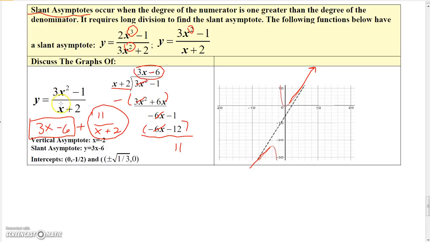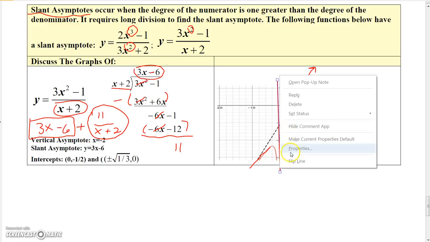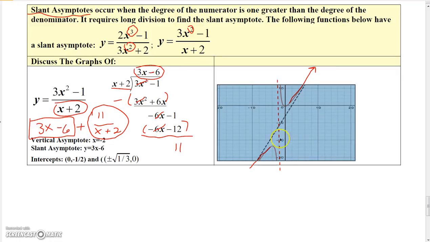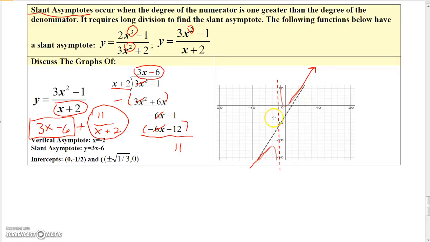Now also, what I didn't show you here, there's a vertical asymptote at x equals negative 2. So while I'm here, I might as well just go ahead and insert that. So there's your vertical asymptote at x equals negative 2, since the function is not defined at negative 2. Okay, so you have a vertical asymptote here and you have a slant asymptote. What you cannot have is a slant asymptote and a horizontal asymptote in the same graph.